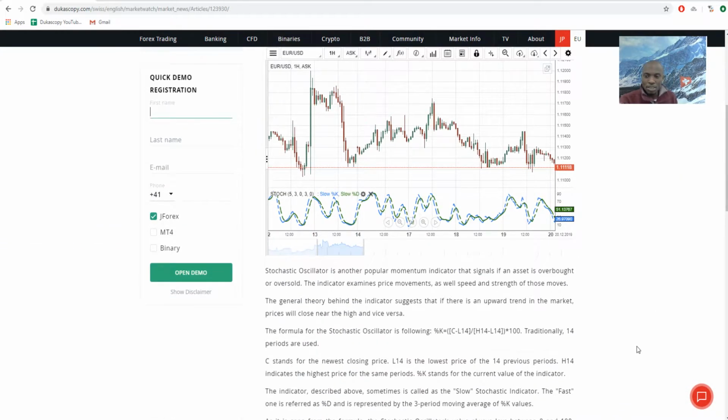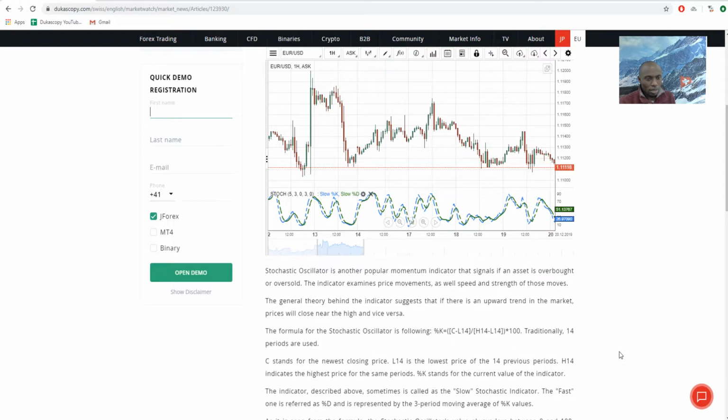So that being said, I will follow first the article which is written there, then I will explain from my own point of view. Stochastic oscillator is a popular momentum indicator that signals if an asset is overbought or oversold. The indicator examines price movement as well as speed. Good. That is a definition of stochastic indicators. But in general terms, if I want to sum it up, stochastic indicators measure the momentum of price in the market.